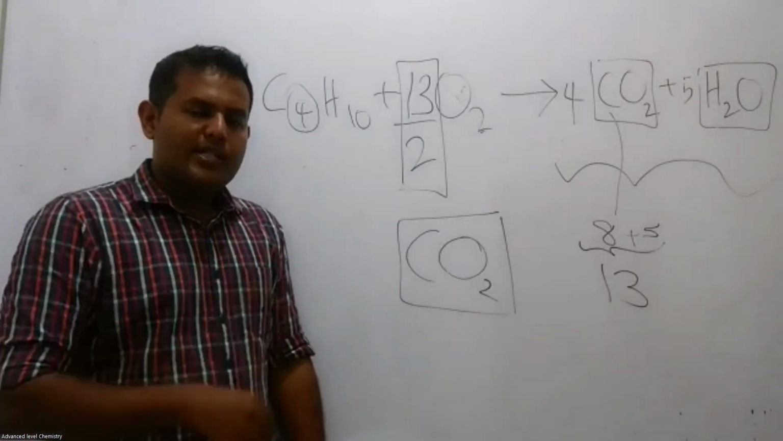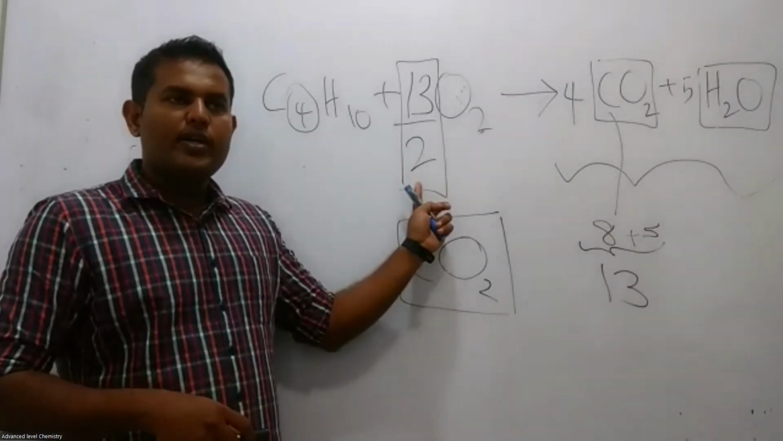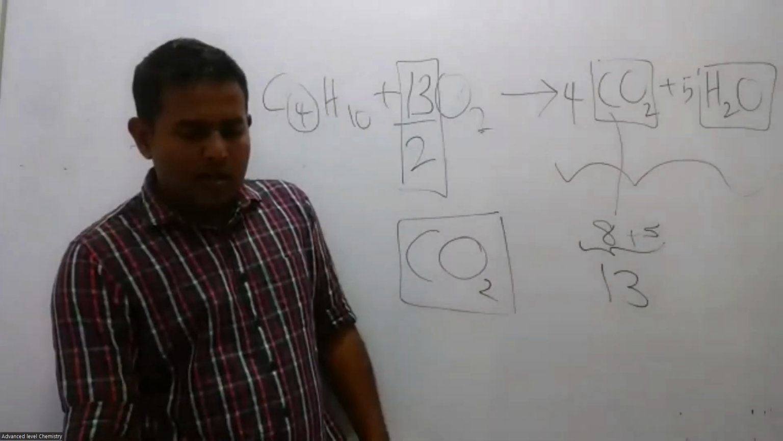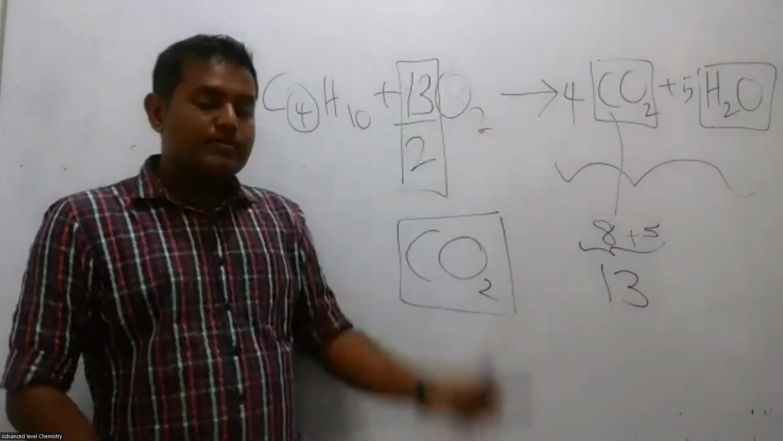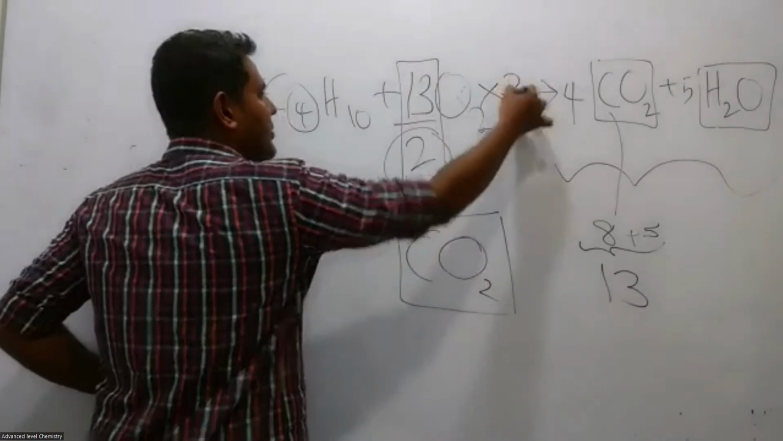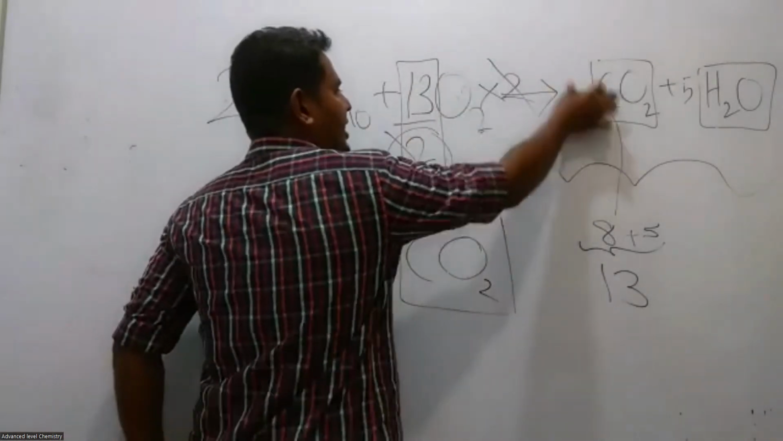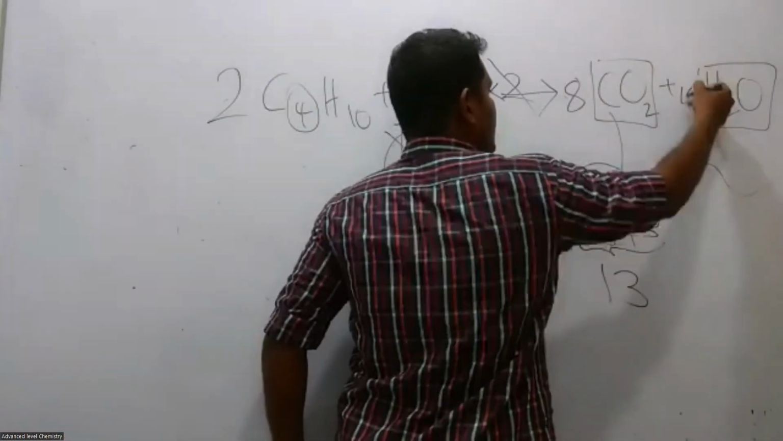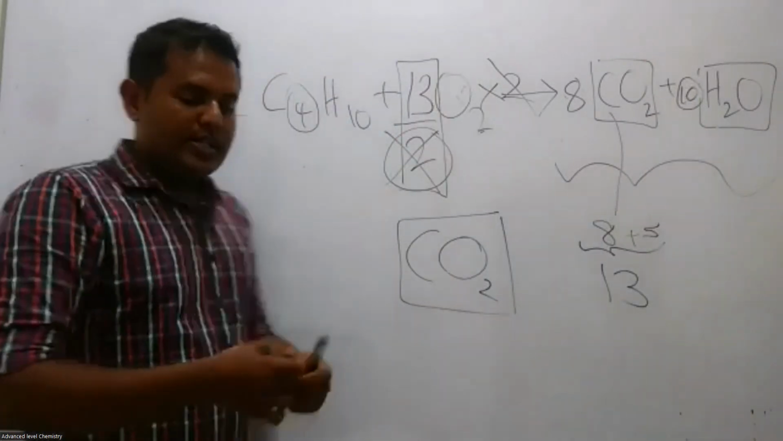If you want to balance it without fractions, you should remove this denominator 2. You can multiply all the other terms by 2. When you multiply this 2 by this 2, it is cancelled. So what is the balanced equation? In order to remove this 2, you multiply all the terms by 2. This 2 is cancelled. 4 into 2 is 8, right? 5 into 2 is 10. Right? That's the balanced version.